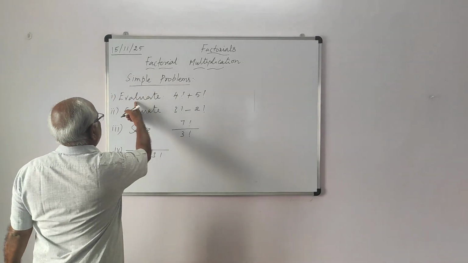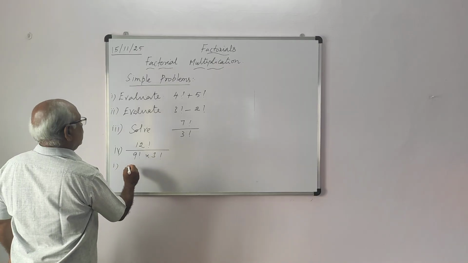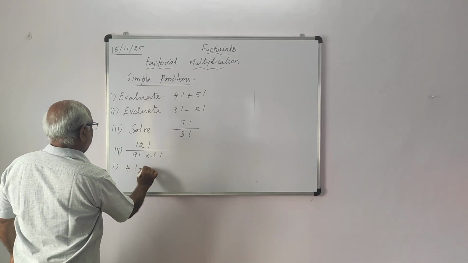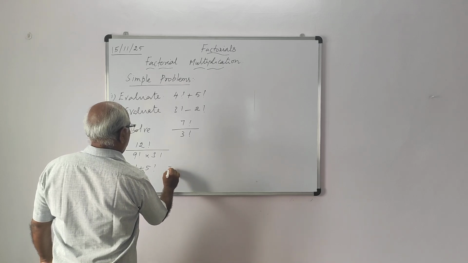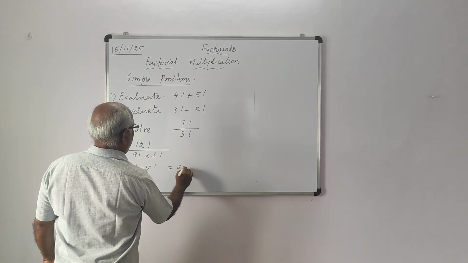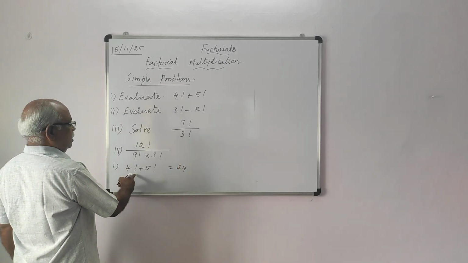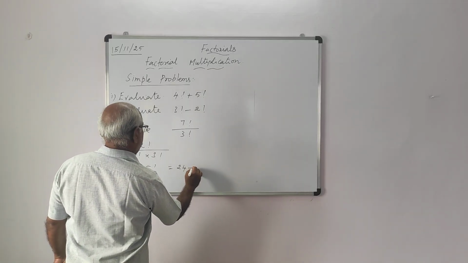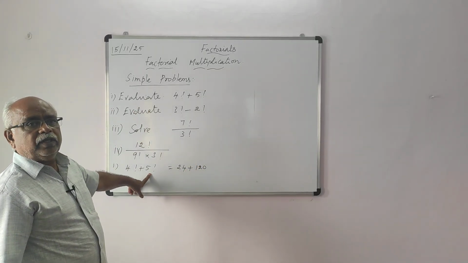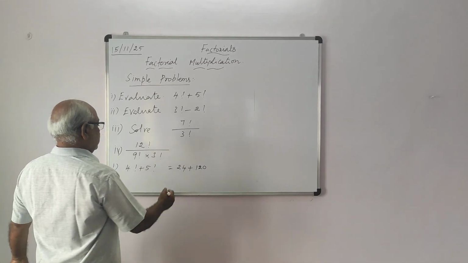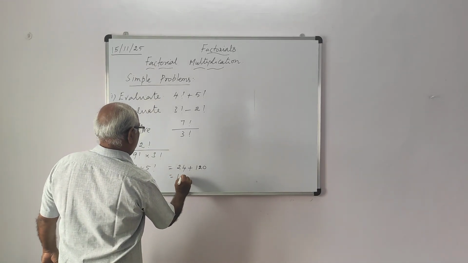See the first problem: evaluate 4 factorial plus 5 factorial. You know 4 factorial is 24, that is 4 into 3 into 2 into 1. 5 factorial is 120, that is 5 into 4 into 3 into 2 into 1. So the answer is 144.